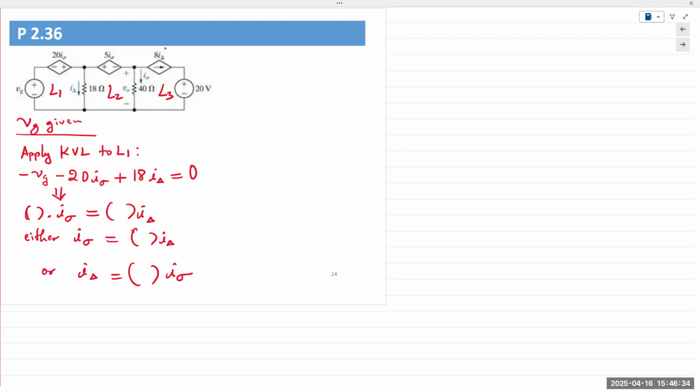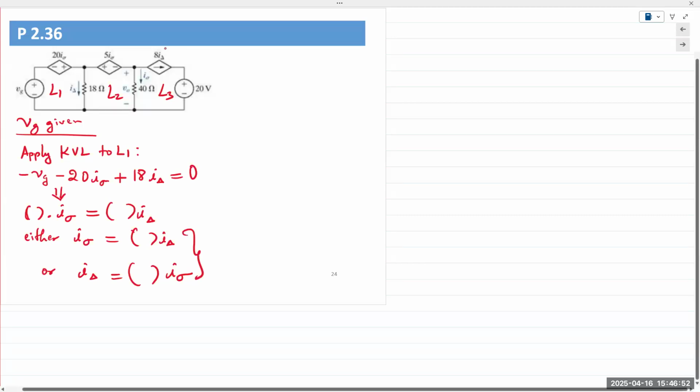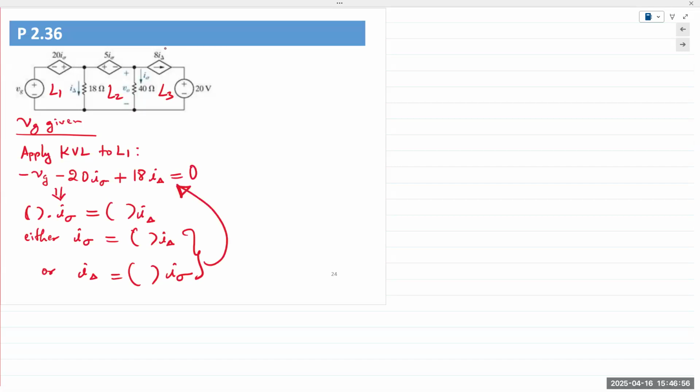Okay, it's a dependent source, but the approach is exactly the same as the first one that we did, 2.17. Two unknown currents. We are expressing each one of these currents in terms of the other one. And now we can pick and choose either one and plug it into here. We plug it into that equation. We can solve for VG.